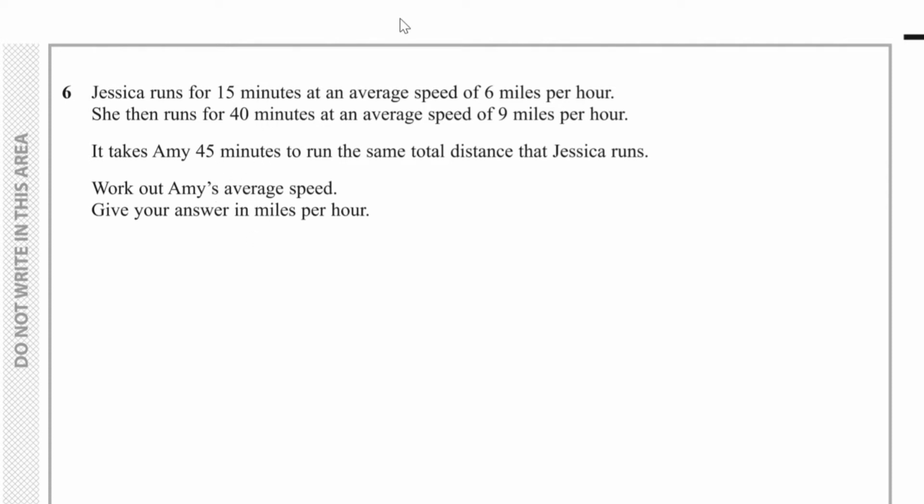So we need to make the units consistent. We can convert the minutes into hours, and to do this we can divide by 60. Hours to minutes, we times by 60. So if we consider the first part of the journey, we can find the distance. And we can also do the same thing for the second part of the journey.